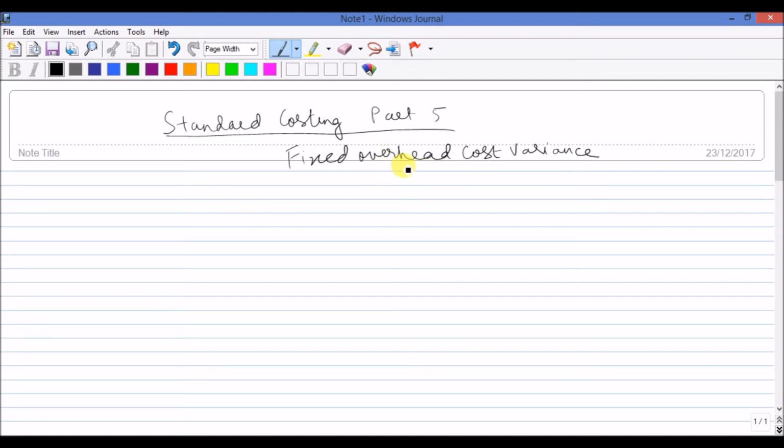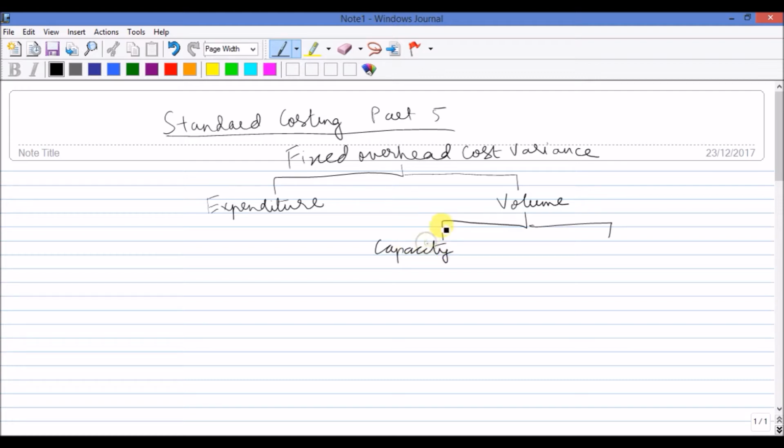So fixed overhead cost variance is divided into two parts. One is the expenditure variance and the other one is the volume variance. Volume variance is further subdivided into capacity variance, and then we have the efficiency variance.